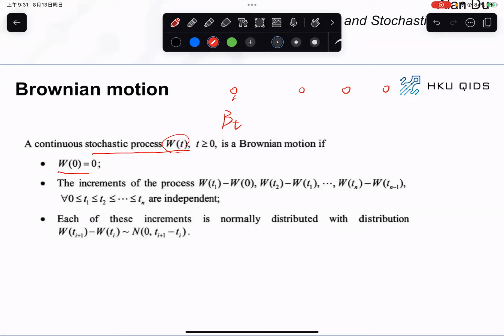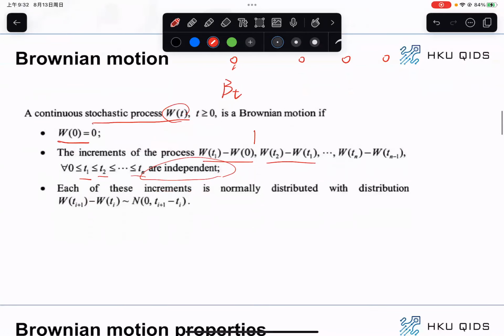The second is the increments of the process, which means that when we take the difference over any non-overlapping periods of this process, for example T1 minus 0 and T2 minus T1, please note that T1 and T2 have a strict ordering that makes each increment have no overlapping part, okay? And all these increments are independent, okay?